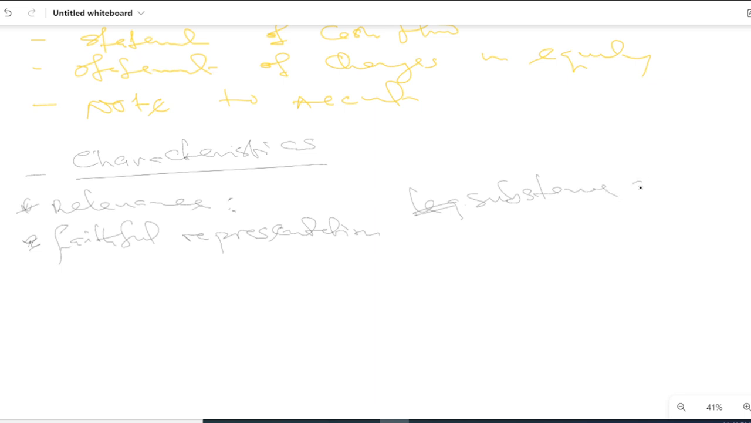Substance over form. What this means is that sometimes with transactions you don't need to rely on what the law says. You have to look at the nature of that transaction. That is what substance over form is all about.